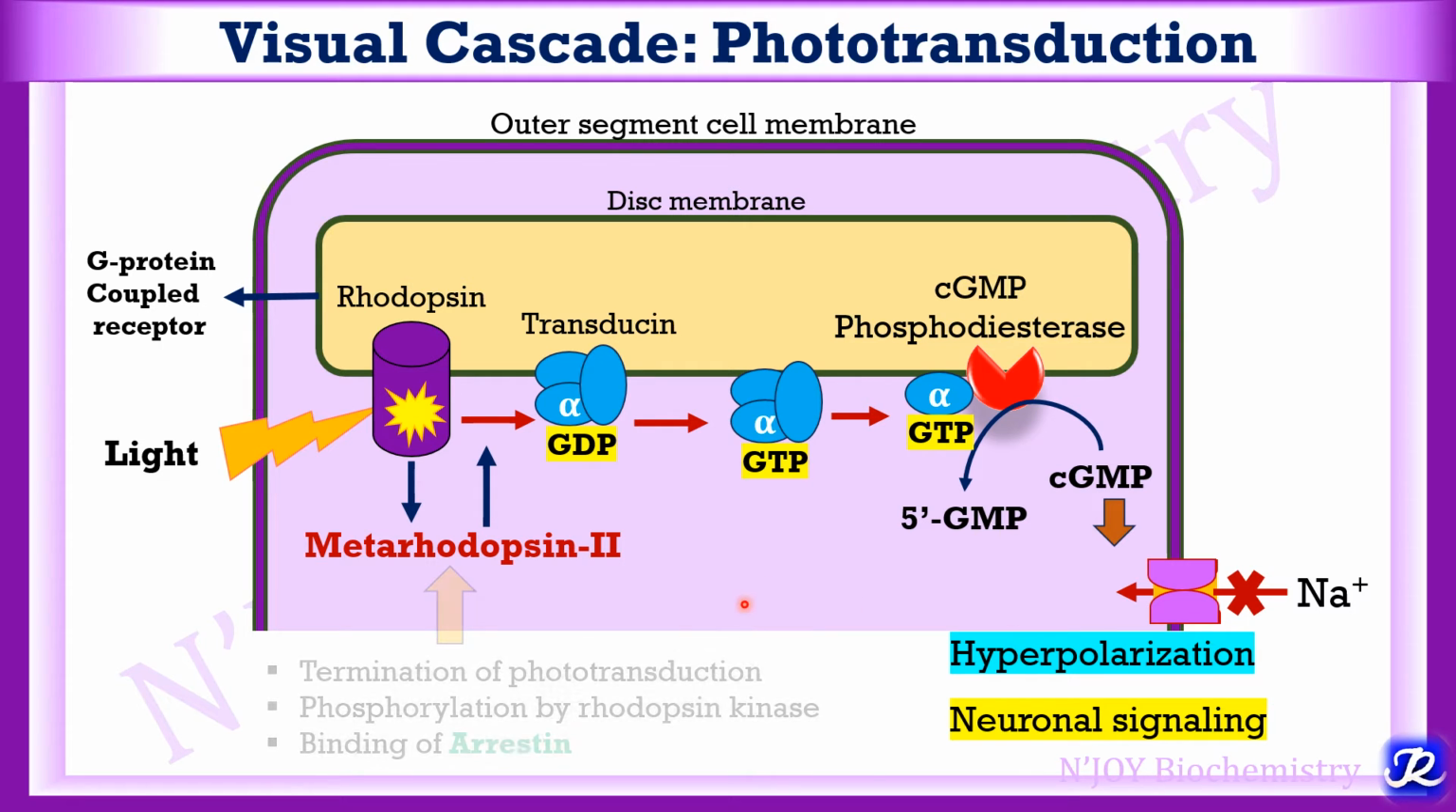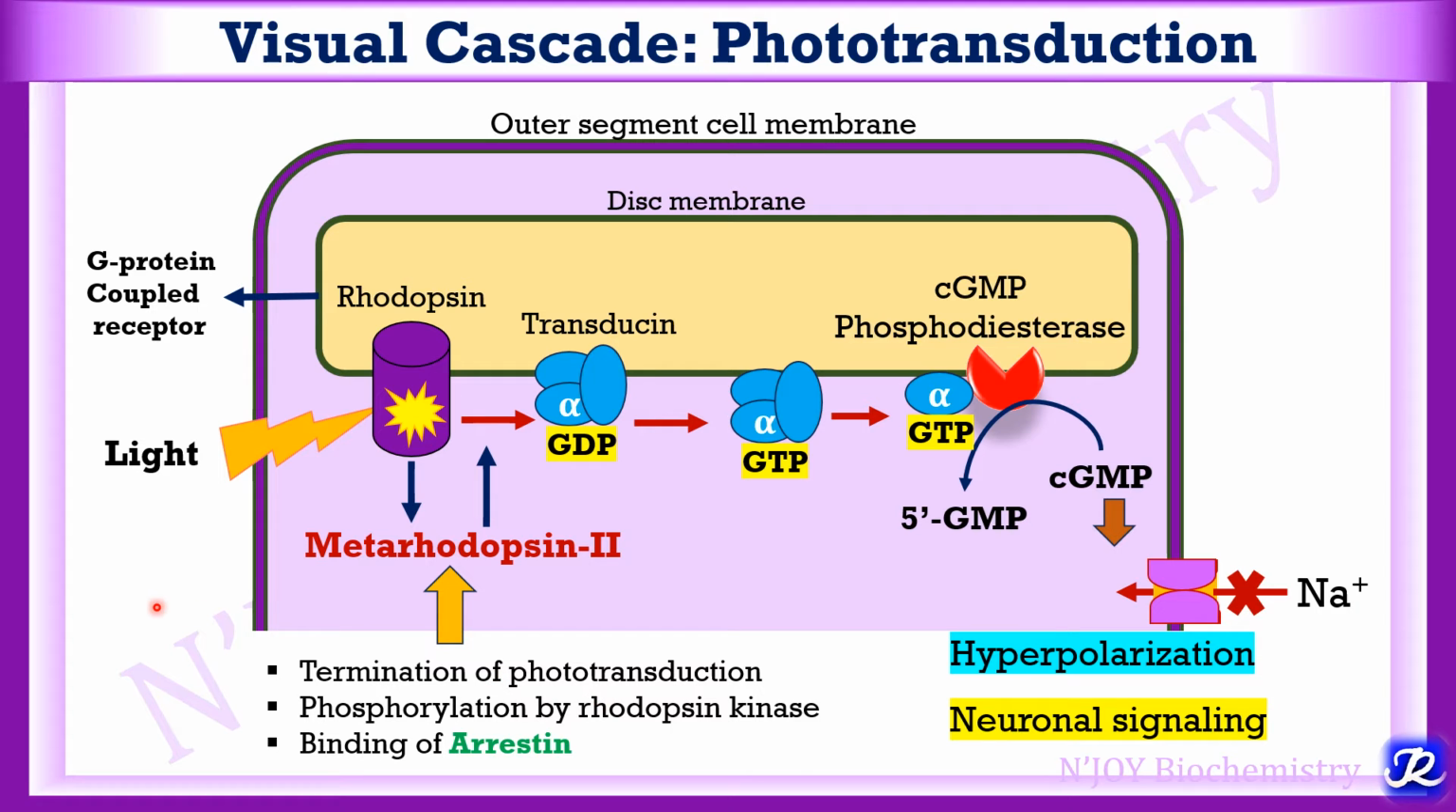Now how is this phototransduction terminated? Termination of phototransduction takes place in various ways. First, by the phosphorylation of this meta-rhodopsin by rhodopsin kinase, and second, by the binding of arrestin, which is also a protein, to this meta-rhodopsin. Again, this transducin has intrinsic GTPase activity. So because of that activity, GTP gets converted back to GDP and it becomes inactive. So this is how the termination of phototransduction occurs.